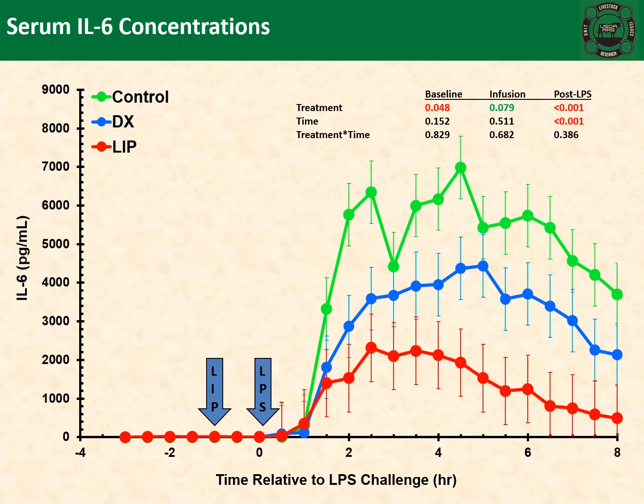As with TNF-alpha, serum concentrations of interleukin-6 were also significantly lower in the lipid-infused calves as compared to the dextrose-infused and the control calves. Given that TNF-alpha and interleukin-6 are considered the primary mediators of the fever response, and the fact that lipid-infused calves displayed greater fever responses to the endotoxin challenge, it appears that the source of energy being provided to the calves during a period of immune activation may be involved in the modulation of the fever response itself.